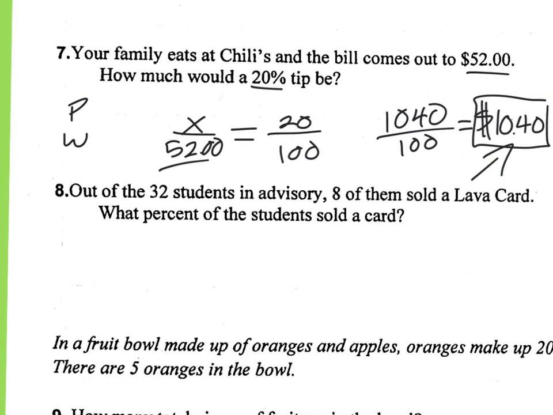And that is pretty typical when you go to a restaurant, that you leave a tip and it's usually around 15, depending on how well the waiter or the waitress did. But 20% is pretty normal, pretty standard.